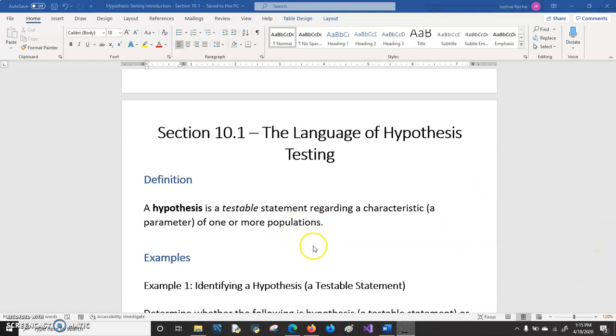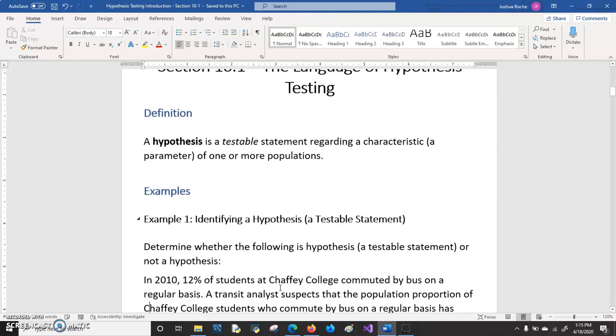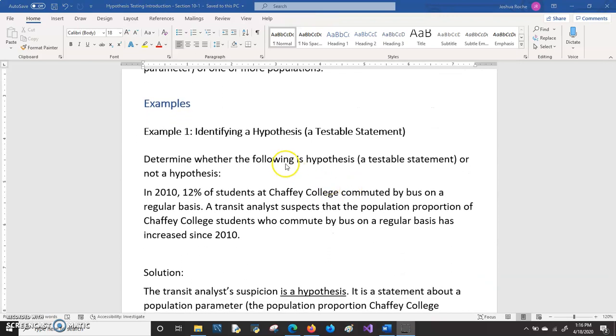So here's an example. This example is on identifying whether something is a hypothesis. And it says, determine whether the following is a hypothesis, in other words, a testable statement, or not a hypothesis. In 2010, 12% of students at Chaffey College commuted by bus on a regular basis. A transit analyst suspects that the population proportion of Chaffey College students who commute by bus on a regular basis has increased since 2010.